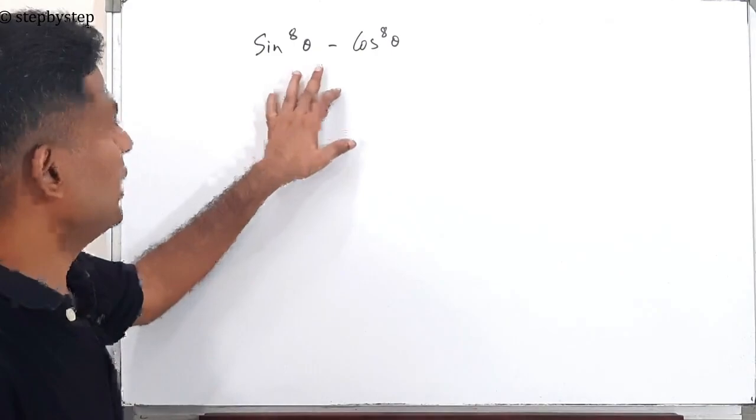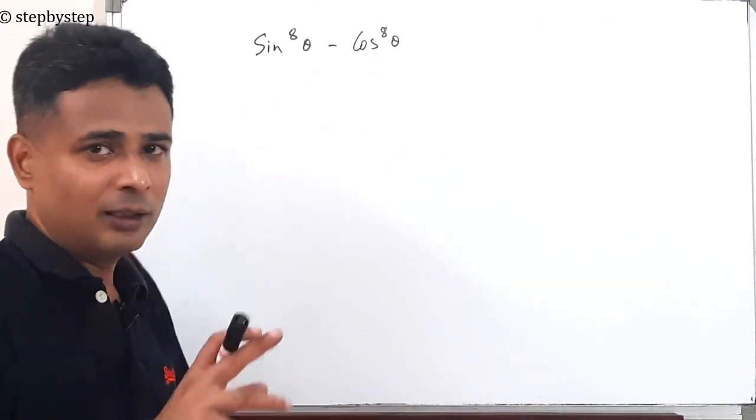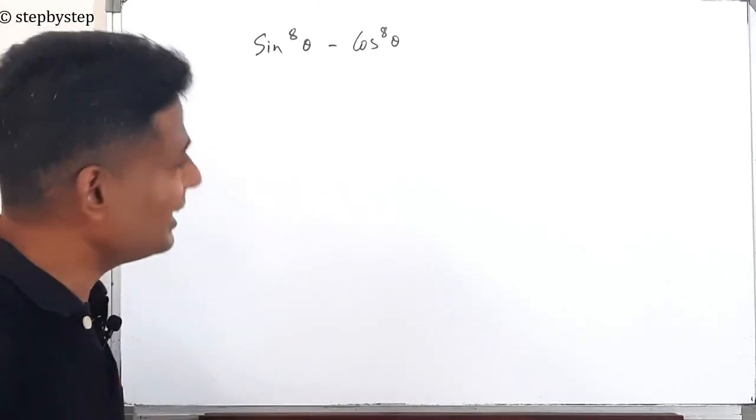Now they have given you sine to the power 8 theta minus cos to the power 8 theta, and they have asked you to prove it as something like you have been given two options. Now we'll see how to solve.